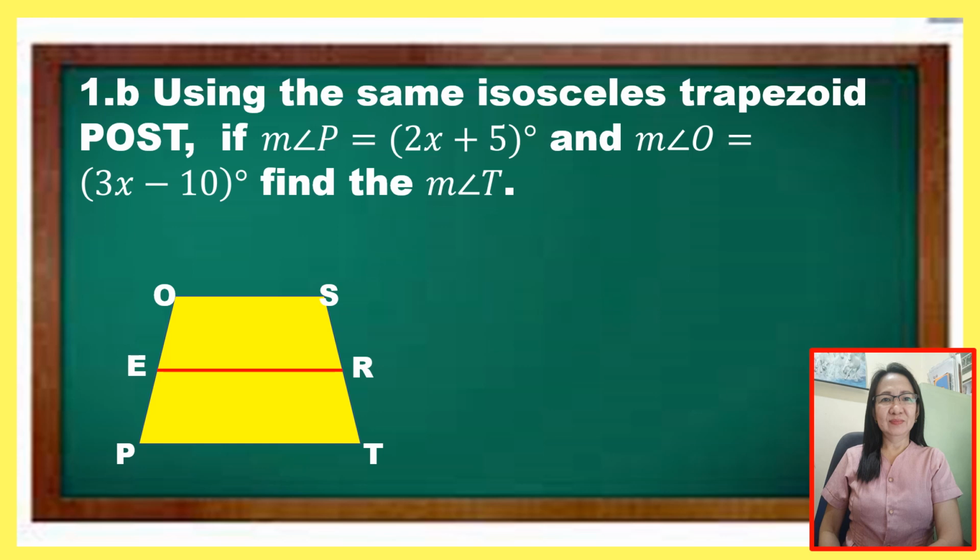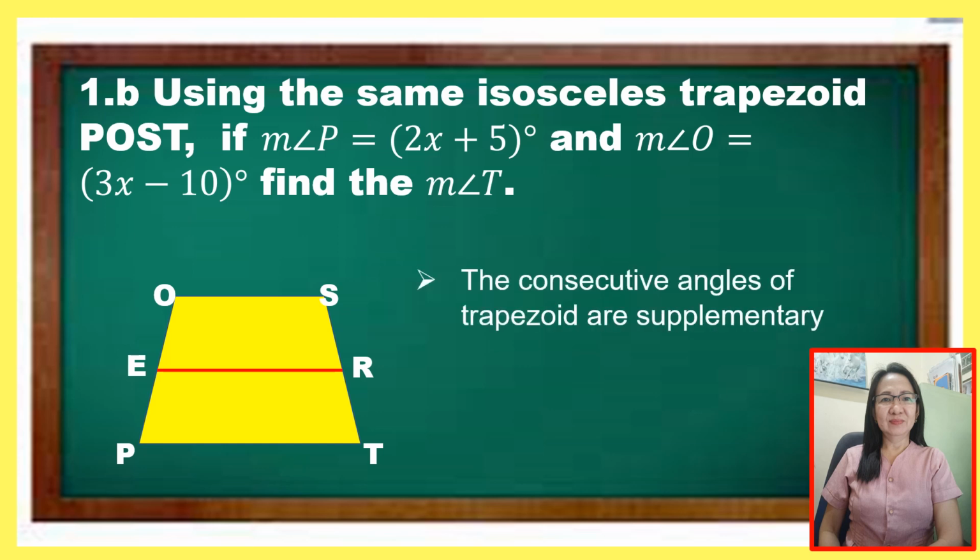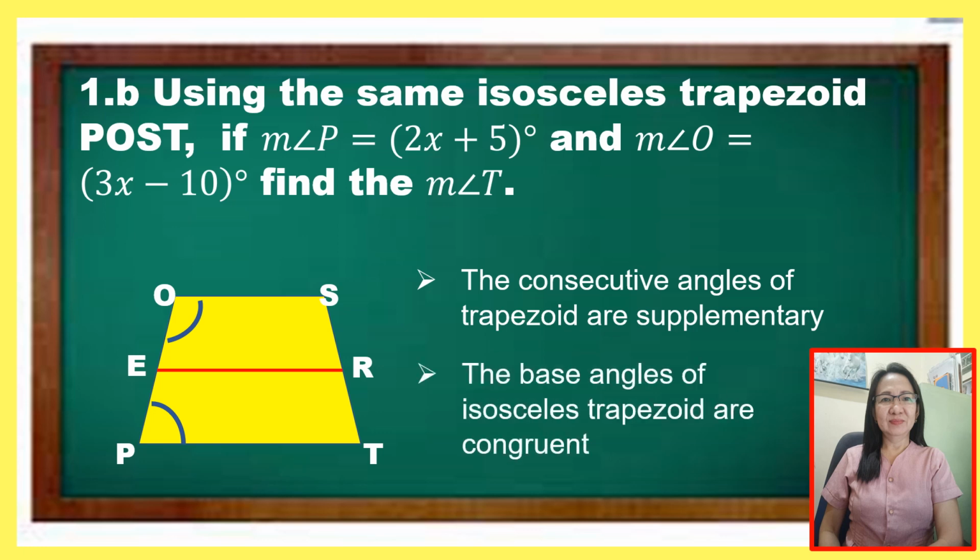So to solve this problem, we need the idea that the consecutive angles of trapezoid are supplementary. And this is our angle P, and we have the angle O. And by looking at our figure, they are consecutive angles. Similarly, we can use the idea that the base angles of isosceles trapezoid are congruent, because if we solve for angle P, we can find angle T.